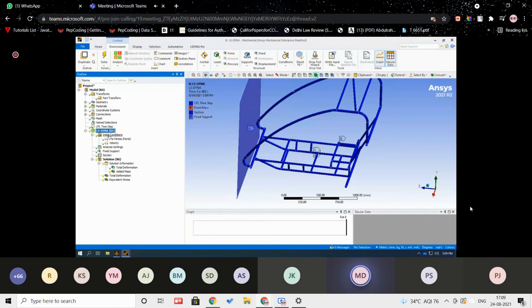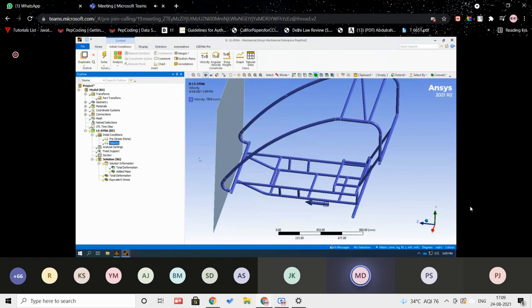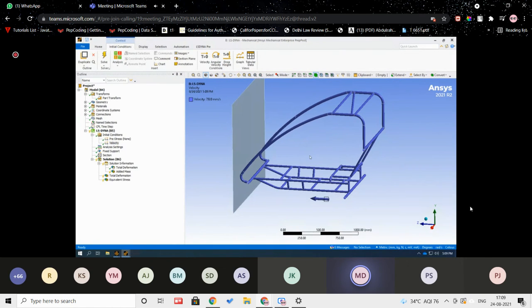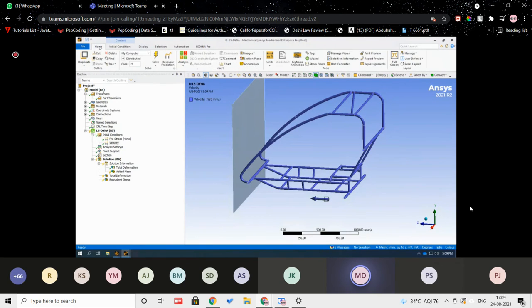Then in the initial condition, you just put the velocity, whatever, some 35 or 40 kmph you want to apply, that you can put in the system.